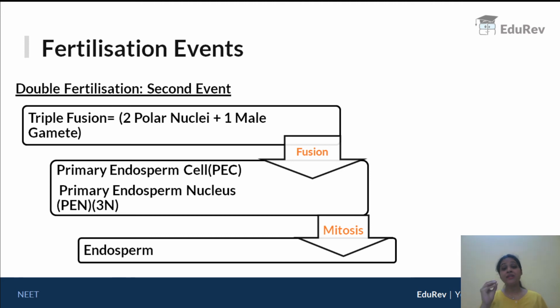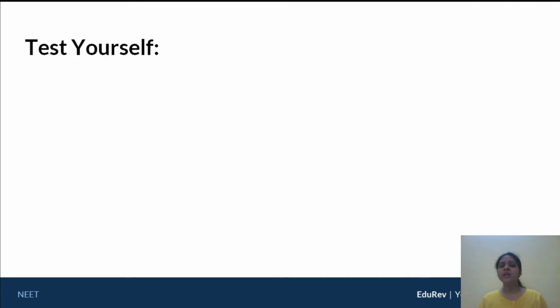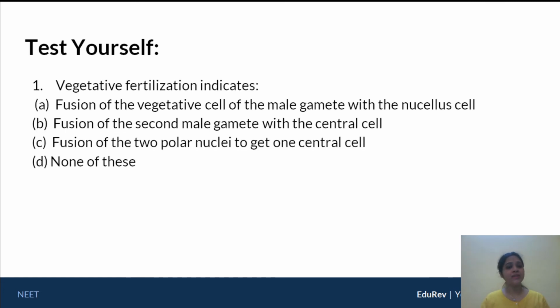In other words, the zygote depends on endospermic nutrition in order to carry out mitosis and therefore result in the embryo. Okay, so the zygote is actually dependent upon the endosperm. Now, let us go through a couple of questions. The first one: vegetative fertilization indicates.